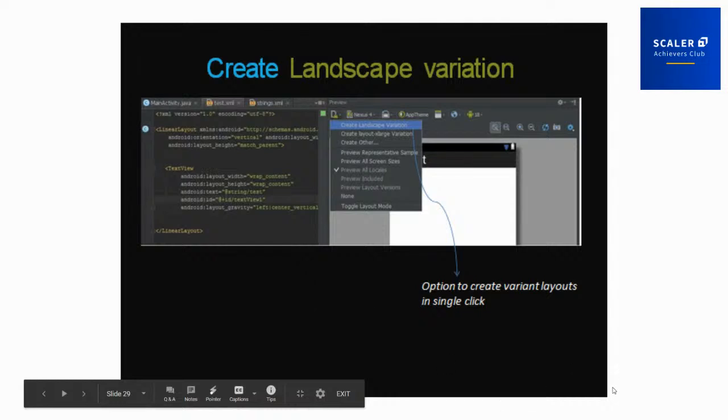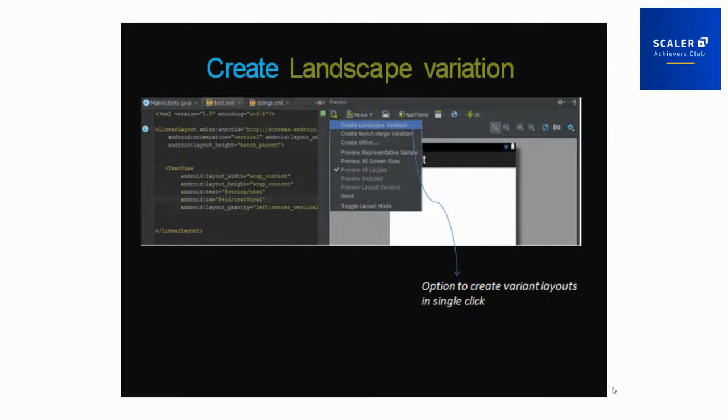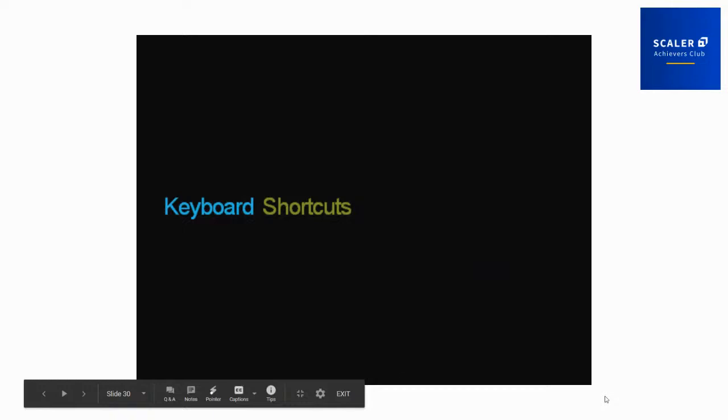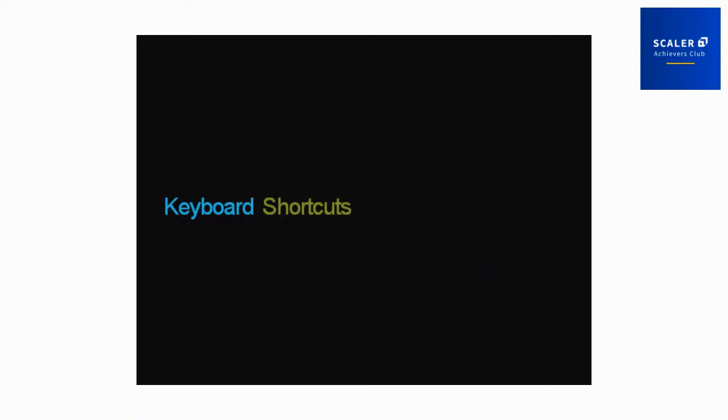And create landscape variation, as I already told you all. If the developer is building the app for a tablet or something which supports landscape view, then you can change its preview. You can see the preview, create landscape variation. It gives the option to create variant layouts in a single click. And keyboard shortcuts. Yes, there are a lot of keyboard shortcuts that you can learn for a better experience as a developer when you are using Android Studio for building your Android apps.